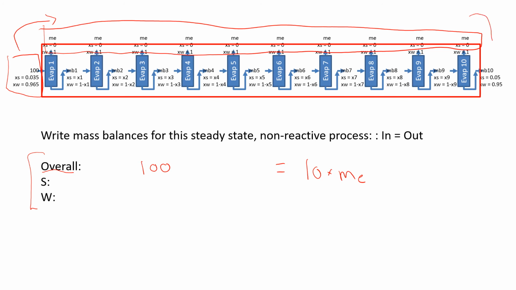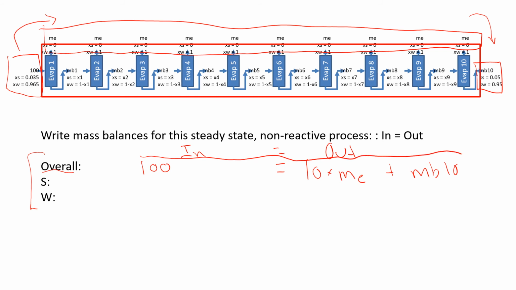Let's continue around clockwise. The only other stream that crosses this control volume is the brine product that's produced from the 10th evaporator, and the total flow rate of that stream is MB10. So we've written the overall balance for this control volume. We've written it in the form that what comes in is equal to what comes out.